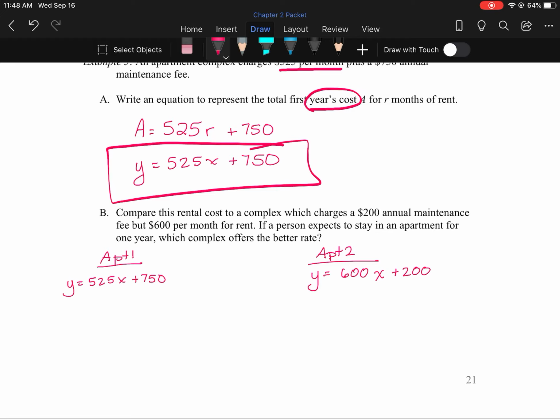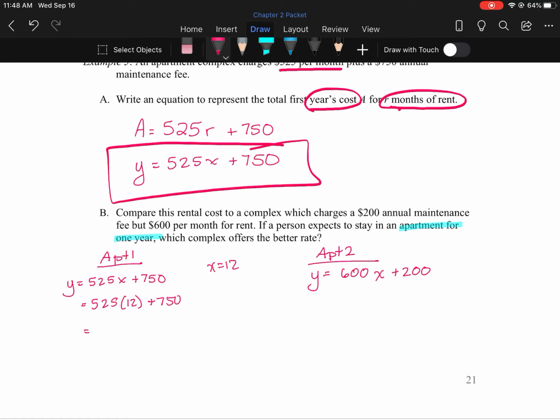So now we need to figure out, if they stay in the apartment for 1 year, who's going to pay more, or which apartment is actually the better rate? It says 1 year, but that doesn't mean I substitute 1 in for my X's, because if you remember, we talked about it for our months of rent. So a year would be 12 months. So we actually have to substitute 12 in for X.